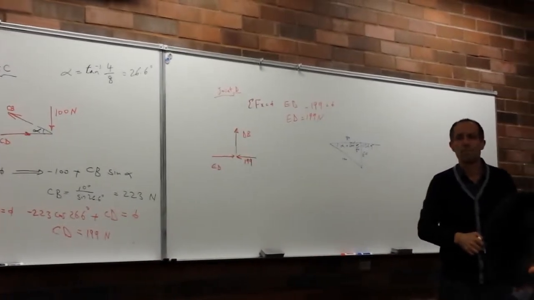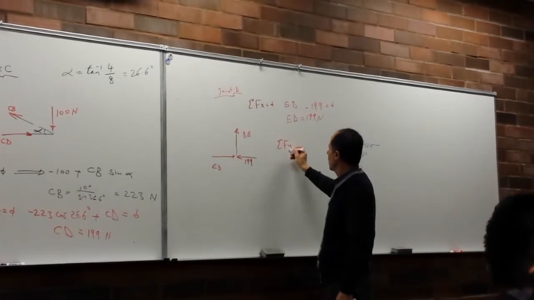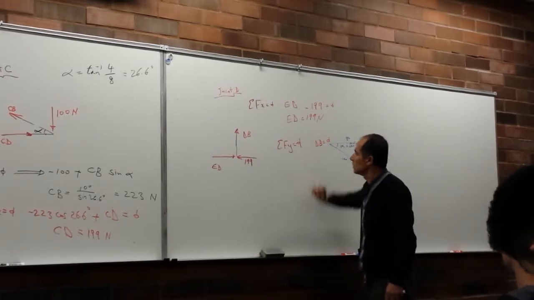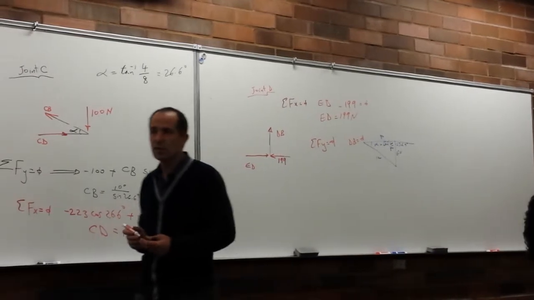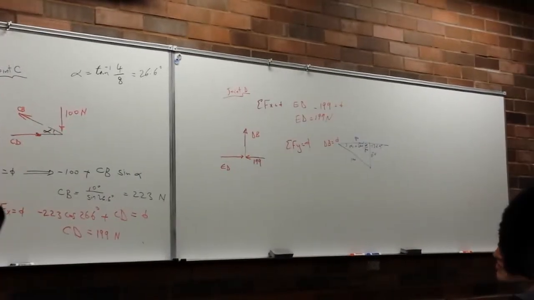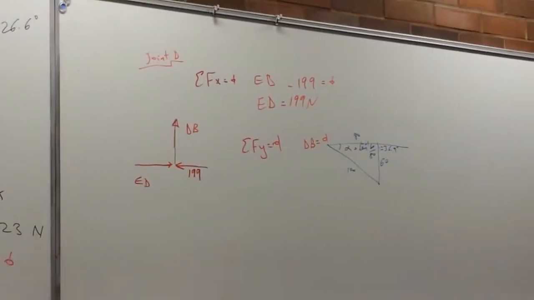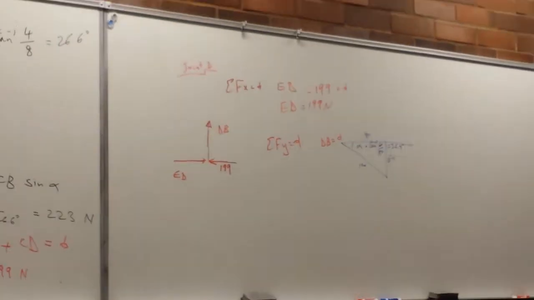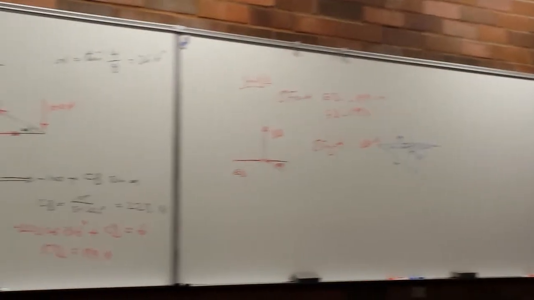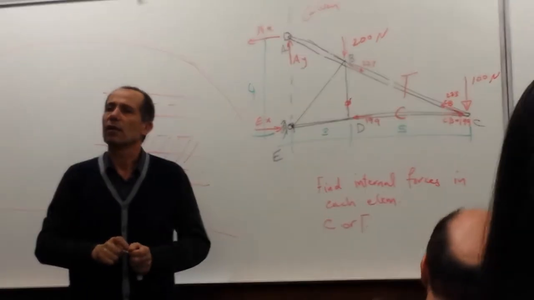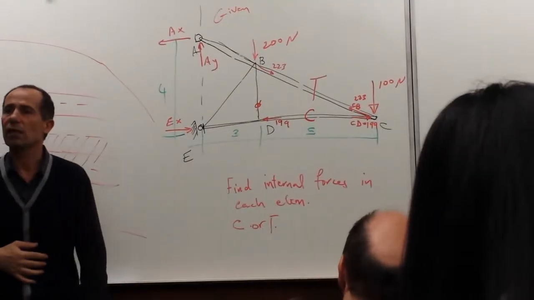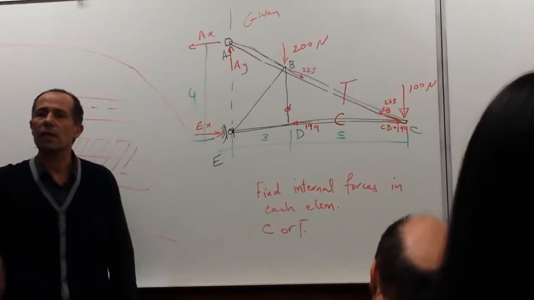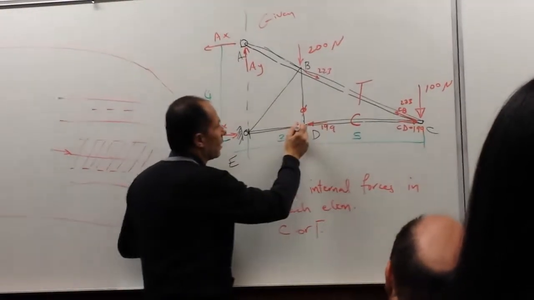Agree? Sum of forces on Y equals 0. I have DB equals 0. It's a zero force member. We will talk about zero force members later on, but here is a zero force member, and we will learn why. Again, we come here and we say this is 0. Either put a 0 on it like this, or just remove it from your free body diagram, because this is not an element that carries the load. This is 199.